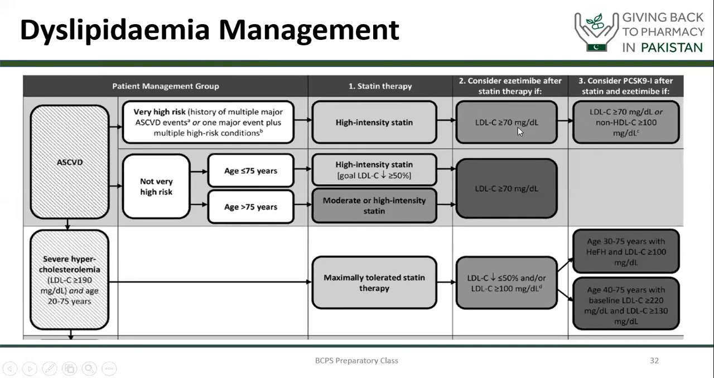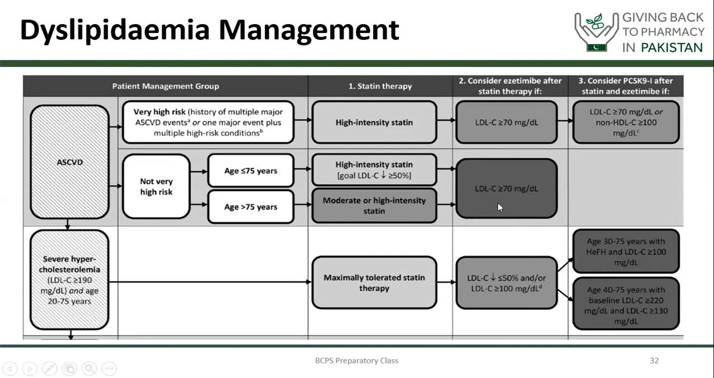So next, if not very high risk, then you have to go for the age also, because with the age there is a muscle mass you have to consider with the statin, and the statins are usually losing the muscle mass. So if it is less than 75 years old, high statin therapy you can consider, and if it is greater than 75 years old, because there is less muscle mass above 75 years, you can go moderate to high intensity therapy.